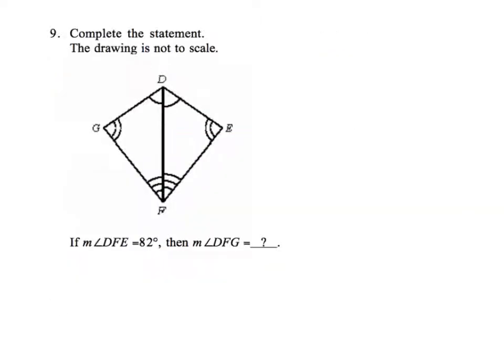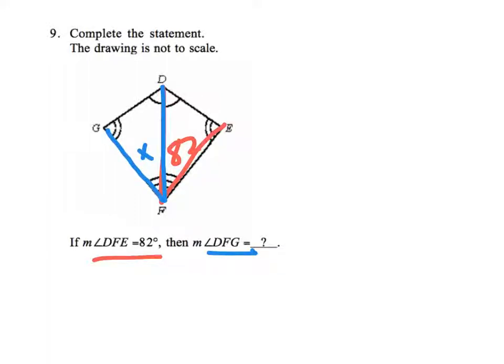Number 9 says, complete the statement. The drawing is not to scale. If DFE equals 82, so DFE equals 82, I'm going to start by finding wherever that is. This guy here, it is 82. Then find the measure of angle DFG. So we need to find this angle here. That is my mystery angle.